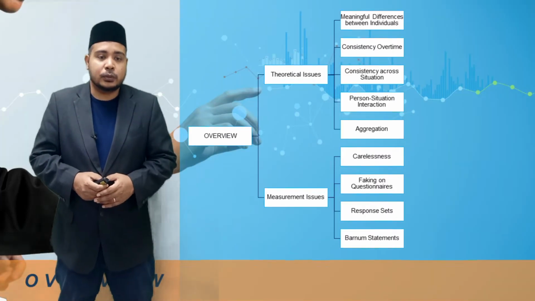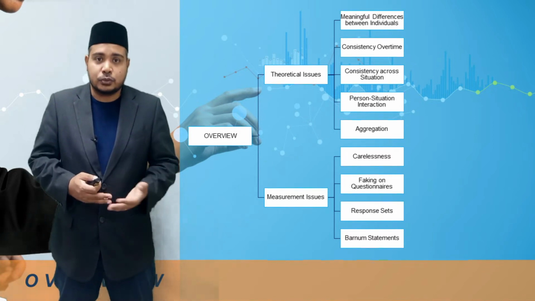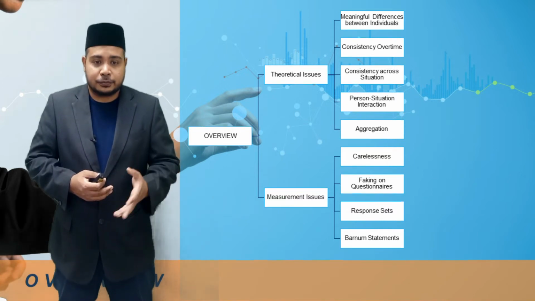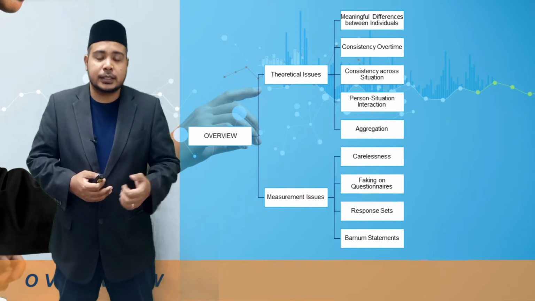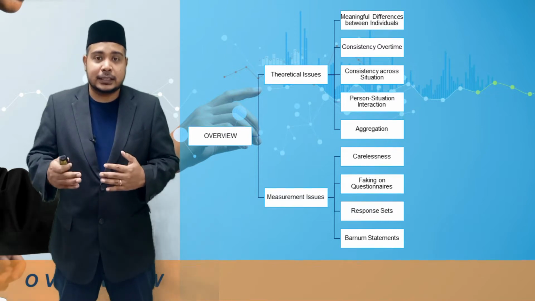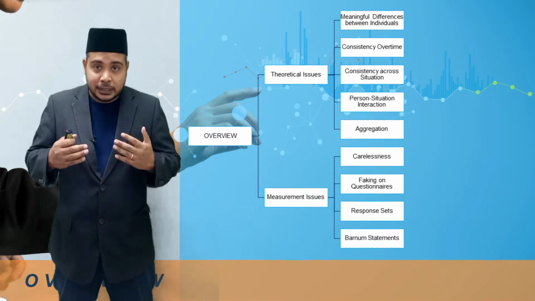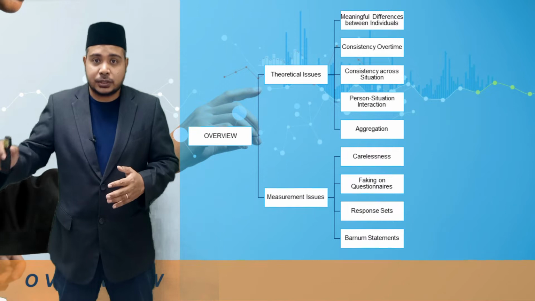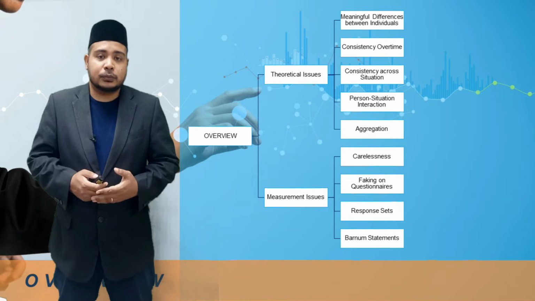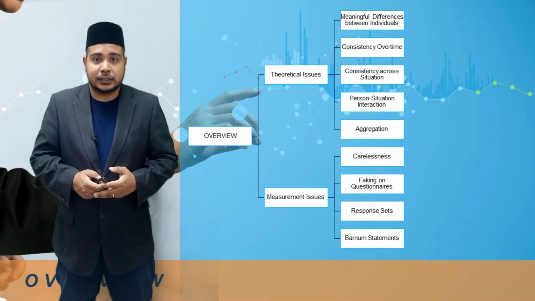In this class, we are going to look into 2 issues surrounding personality traits, which are theoretical issues and measurement issues. Under theoretical issues, we will be discussing 5 aspects. The first one is meaningful differences between individuals. Secondly, consistency of personality traits over time. Third, consistency of personality traits across different situations. Next, person-situation interaction. And lastly, aggregation from theoretical issues of personality traits.